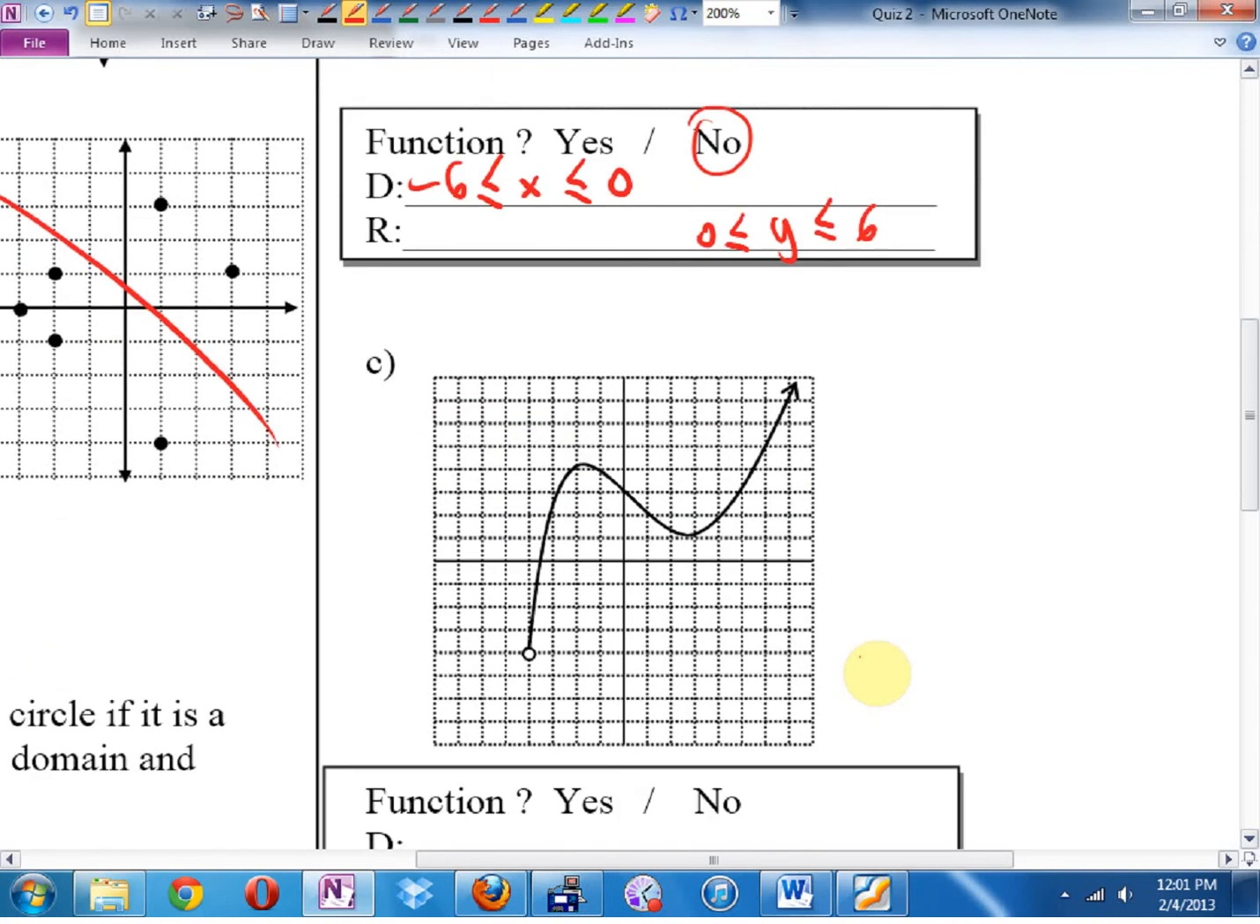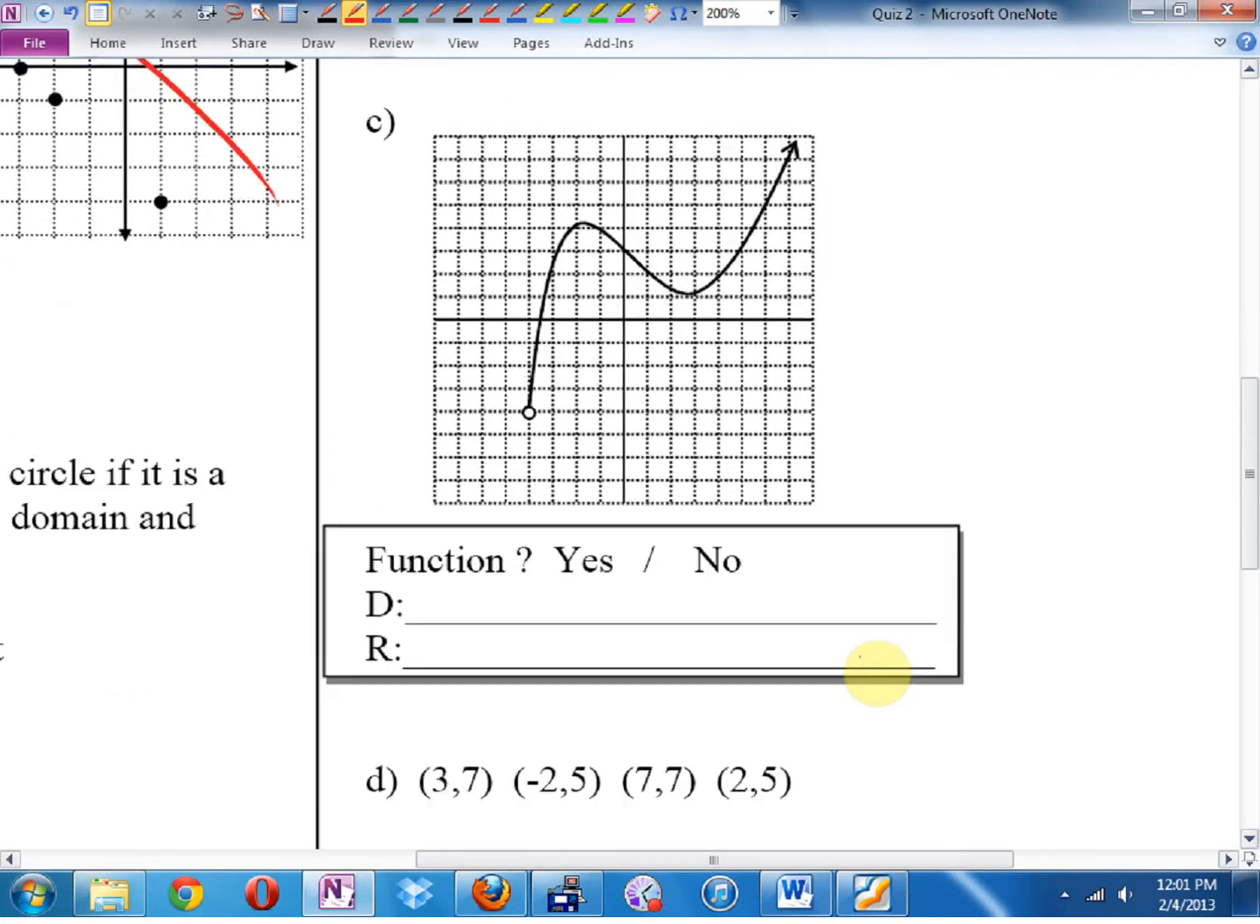C. Function? Yeah, I totally agree. Domain. Everything that way, not touching. X bigger than, not or equal to, -4. Range. Everything this way, but not touching. Y bigger than, but not equal to, -4.